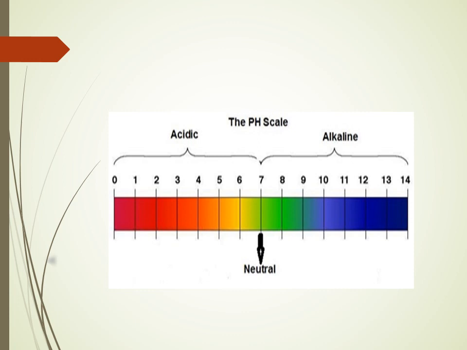Now, in the pH scale, that is 0 to 14, if the pH of any liquid solution is exactly 7, then it is a neutral solution. That is, there is an equal concentration of H plus and OH minus ions. Then, if the pH value is lesser than 7, it is acidic in nature, and if the pH value is greater than 7, then the solution is basic in nature.